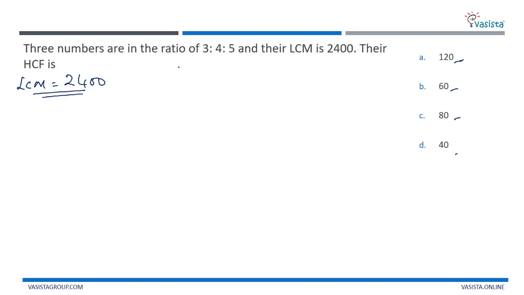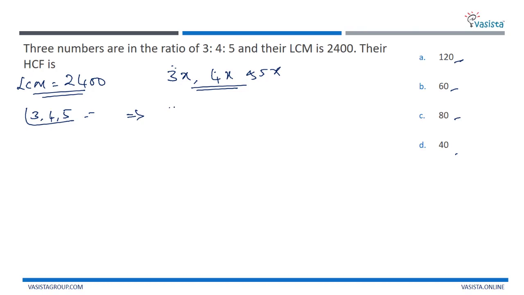Now these numbers are in the ratio, but we don't know the numbers, so I will make it as 3x, 4x and 5x. Now observe the numbers 3, 4 and 5. You forget about the x. So these 3, 4 and 5 cannot be divided by each other. So the LCM of 3, 4 and 5 will be 3, 4, 5 itself, correct? Because you can't divide.